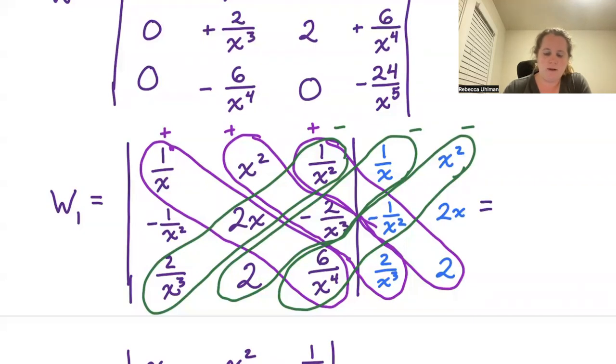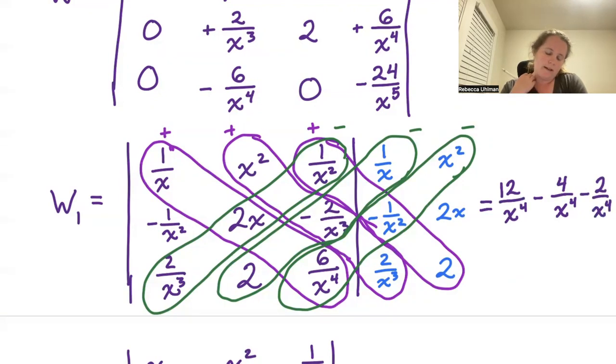We have 1 over x times 2x is just 2, times 6 over x to the 4th would be 12 over x to the 4th. Then we are adding on x squared times negative 2 over x cubed, times 2 over x cubed. We would get minus 4 over x to the 4th. Then we're adding on 1 over x squared times negative 1 over x squared, times 2. So we have minus 2 over x to the fourth.